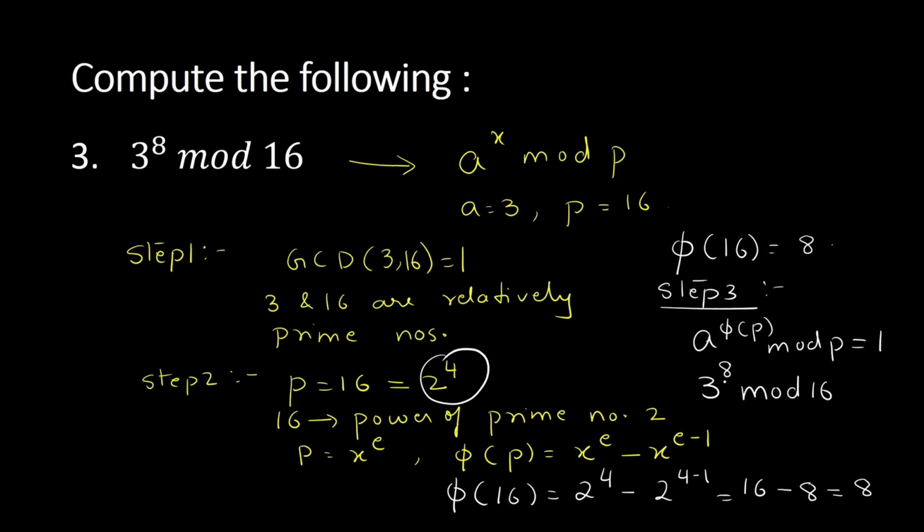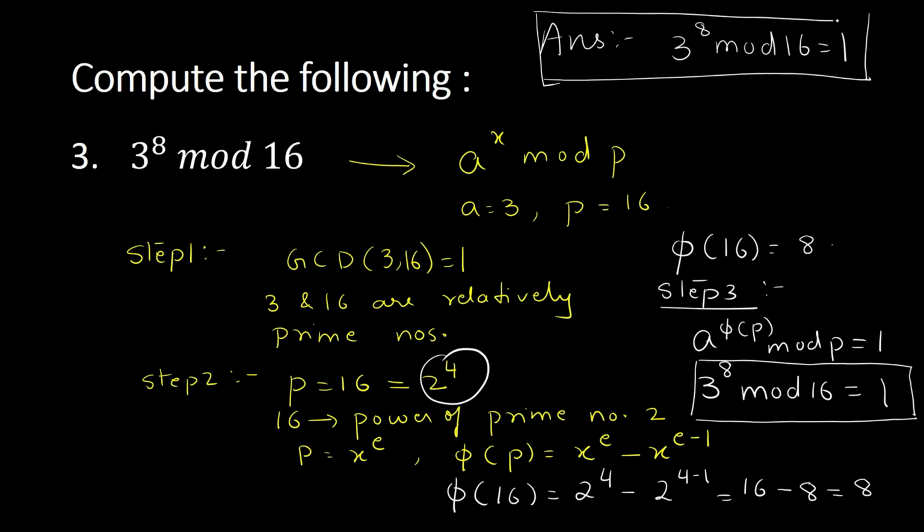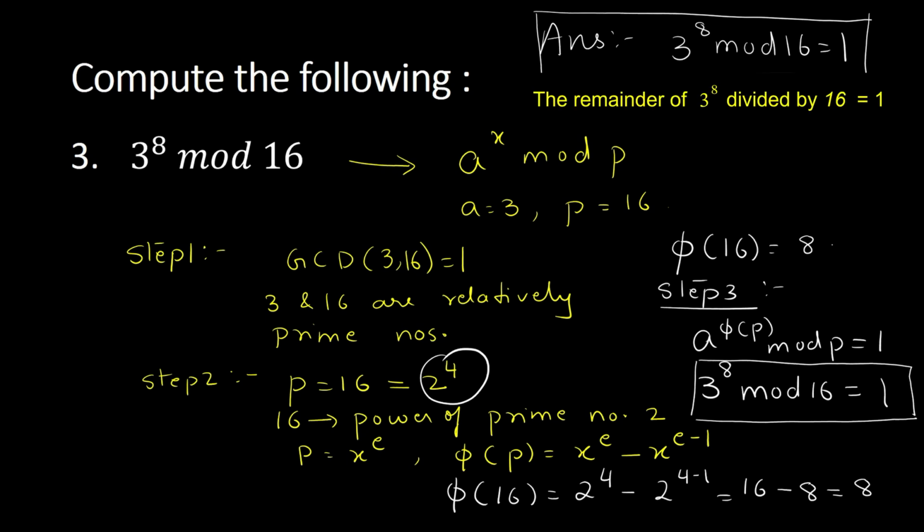16. So 3 raised to 8 mod 16, rather than computing it using the squaring method, which is a lengthier method, because the GCD between 3 and 16 is 1, you can easily apply Euler's theorem and write this entire thing, 3 raised to 8 mod 16, as 1. So my answer to 3 raised to 8 mod 16 is equal to 1. That also means that the remainder of 3 raised to 8 divided by 16 is equal to 1.